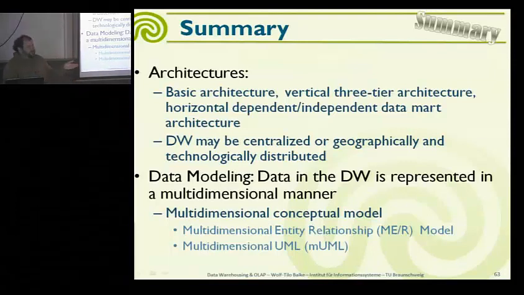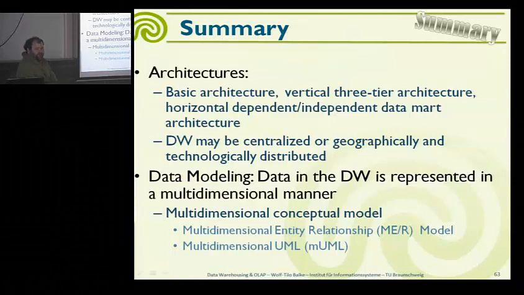We talked about thin client, thick client architectures, right? Where is the actual computation done? We talked about the distribution of warehouses, especially in a globally economic world. This is very, very necessary today. It can be centralized, can be geographically distributed, can be technologically distributed. These are the cloud or the web scenarios.